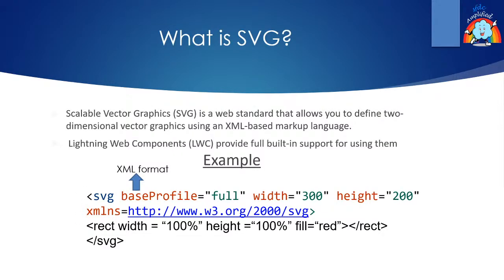So SVG is a web standard XML based markup language. It's scalable vector graphics. It will be in the XML format. One of the examples you can see here in this picture, these are the starting and end tag SVG, and we can define our own image here. We can define the shape, the length, the height, the width. So Lightning Web Component provides full built-in support for using SVGs.